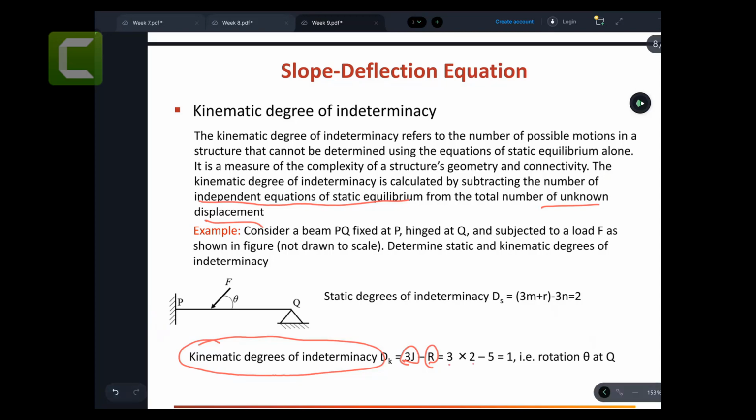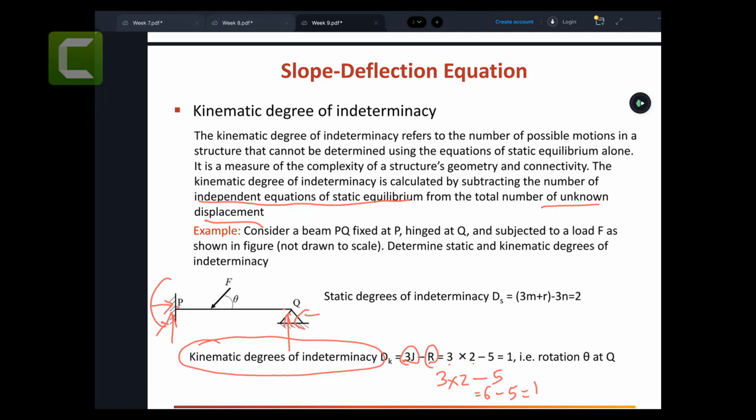Which is how many joints you got? You got 2 joints, so 3 times 2. And how many total unknown displacements? I think that is total unknown forces. Let me just check it. In that case, you have 1, 2, and 3 reactions, 4 and 5 reactions. So 6 minus 5 equal to 1.